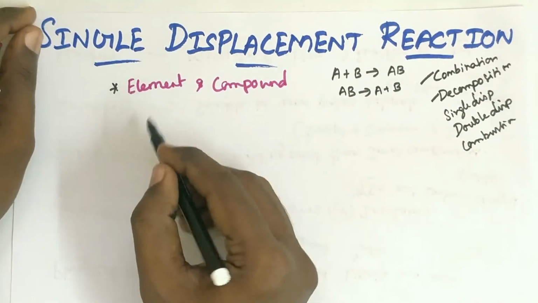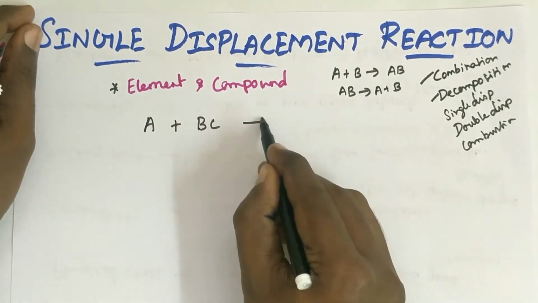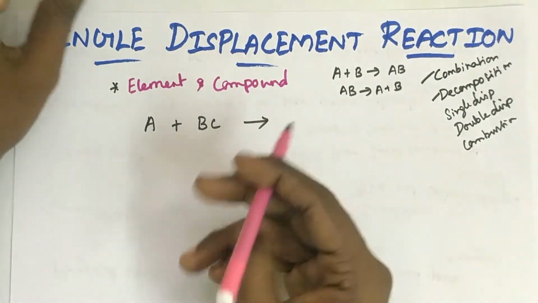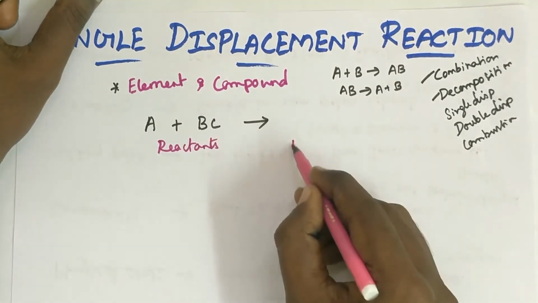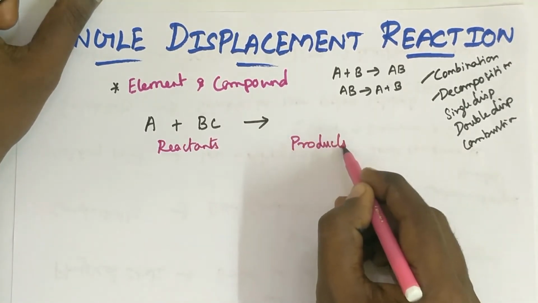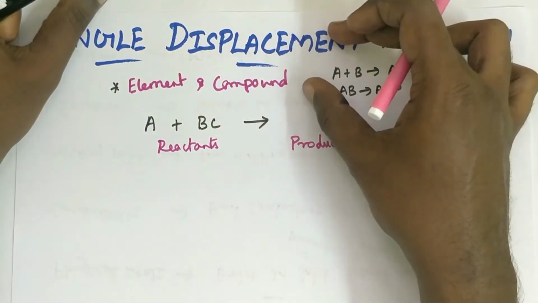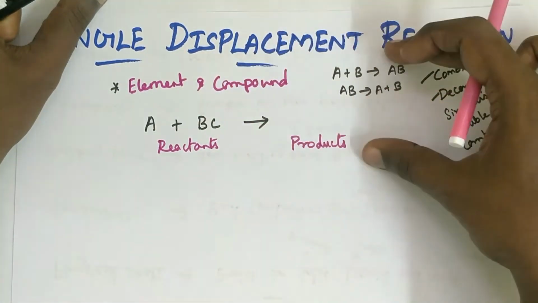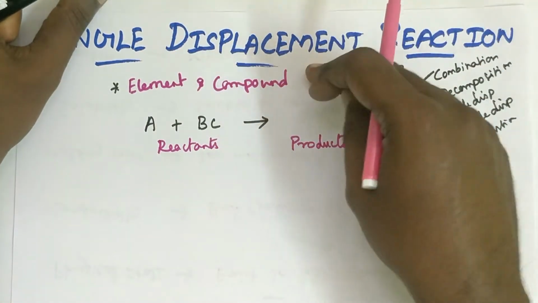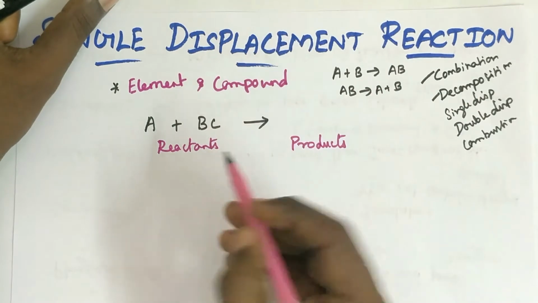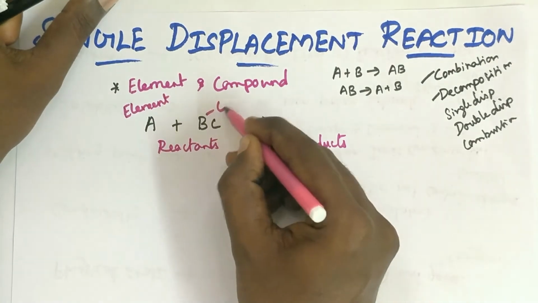In case of single displacement, the general example is A plus BC gives. Obviously we know the left hand side of the arrow denotes reactants, and the right hand side is products. Displacement means one particle is replaced by another particle, or one substance is replaced by another substance. That replacement is called displacement. In this case, this is an element, and this is a compound.